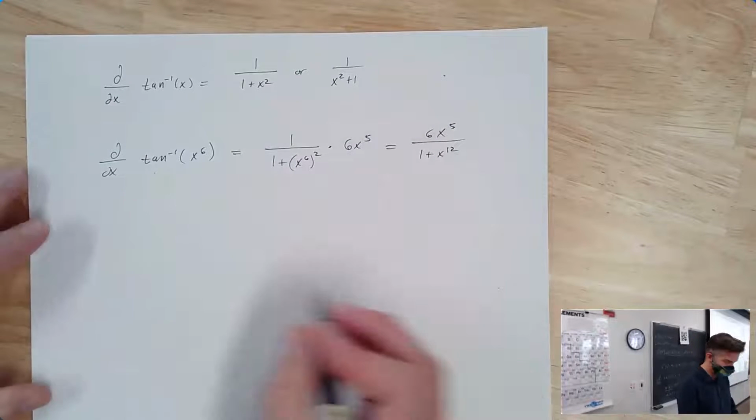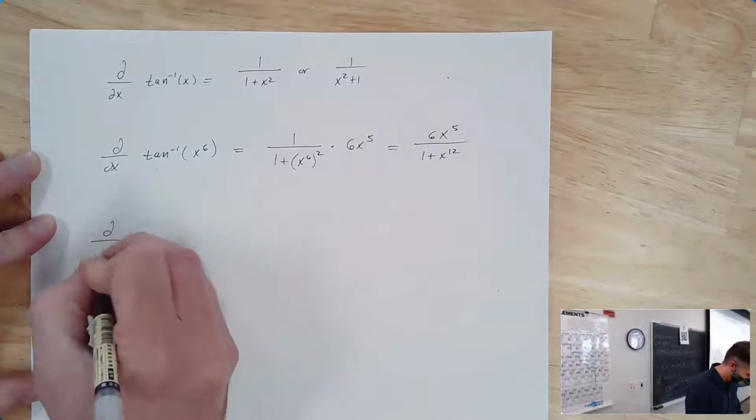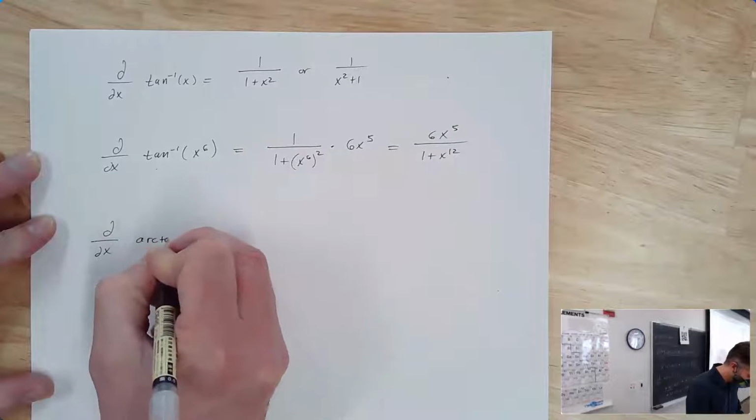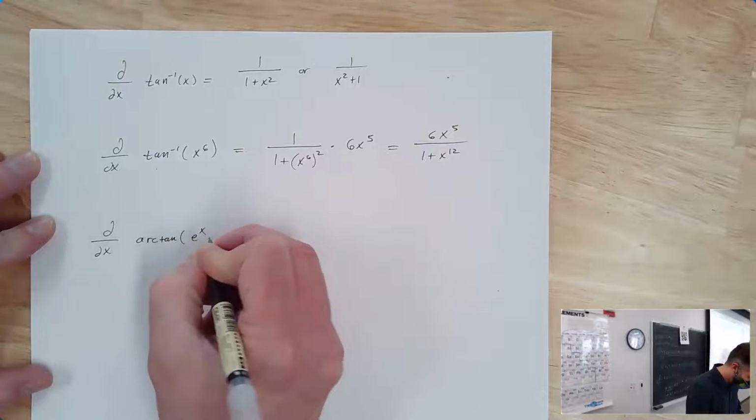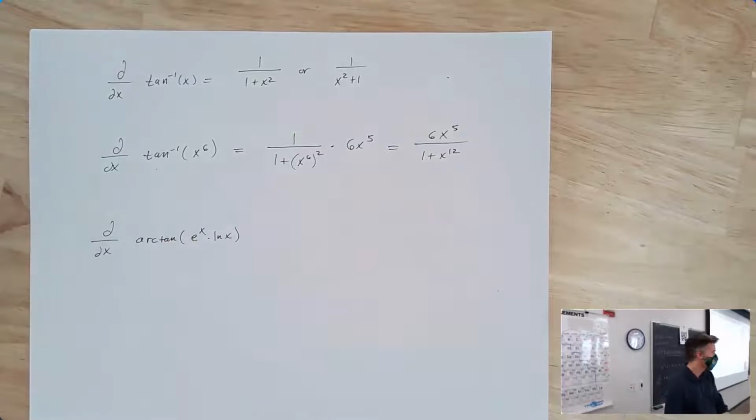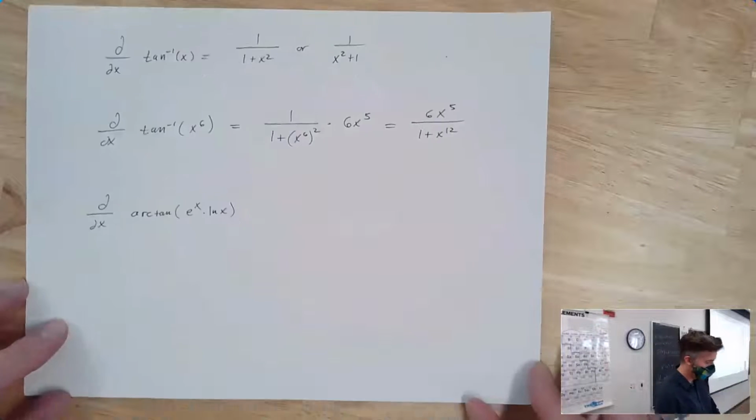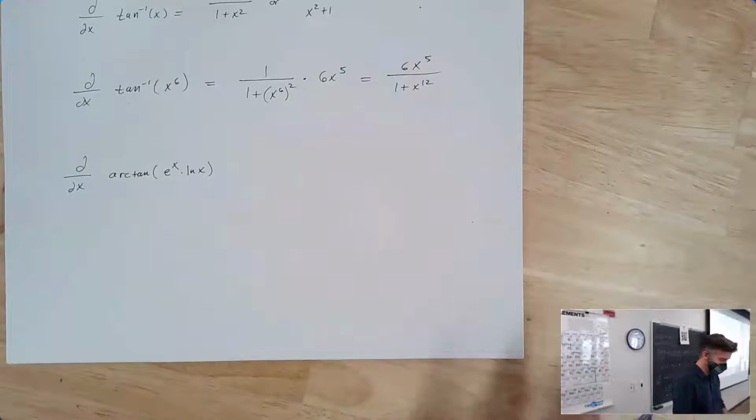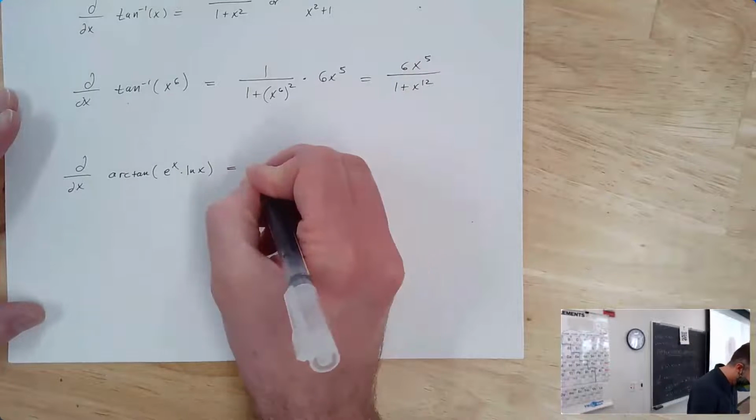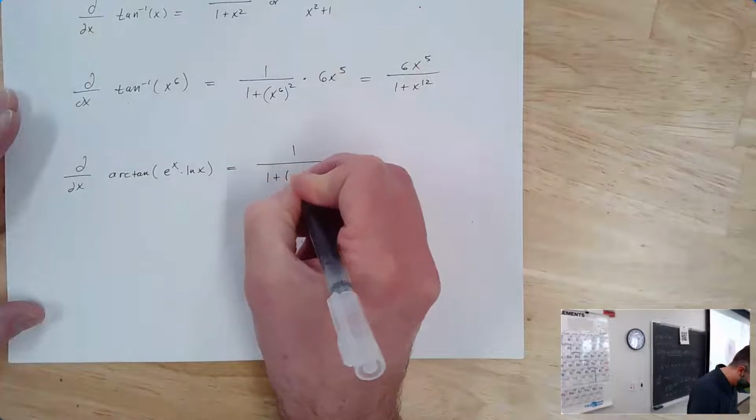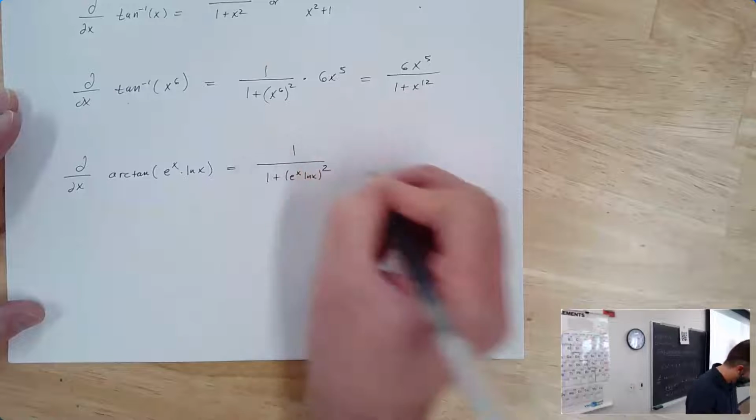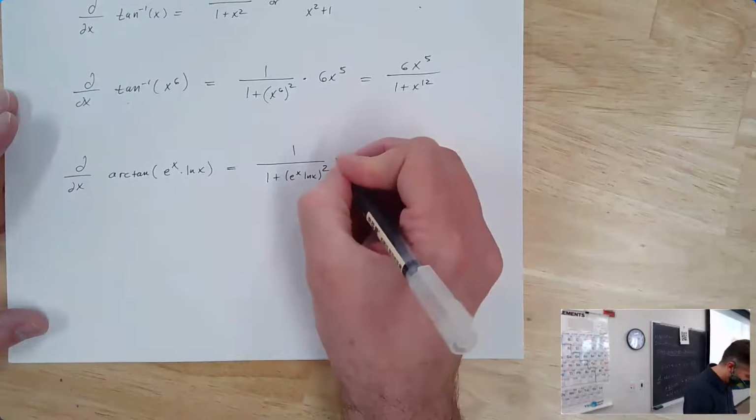Or you might even make it a little more interesting, say like, what's the derivative of the arc tangent of e to the x times natural log of x? That's kind of gross. It's still just the same rule though. We're going to be like, okay, it's 1 over 1 plus the stuff squared. And then we're going to multiply by the derivative of that stuff.